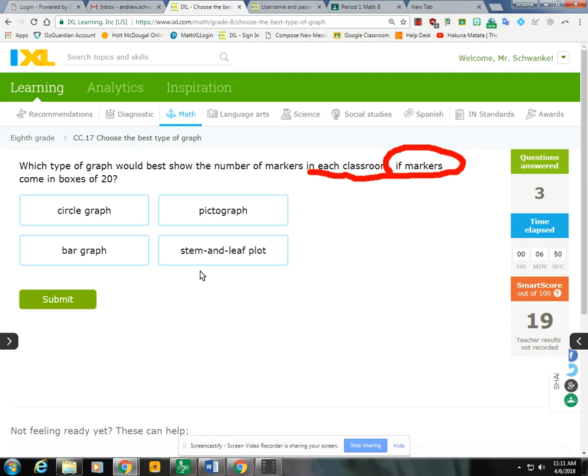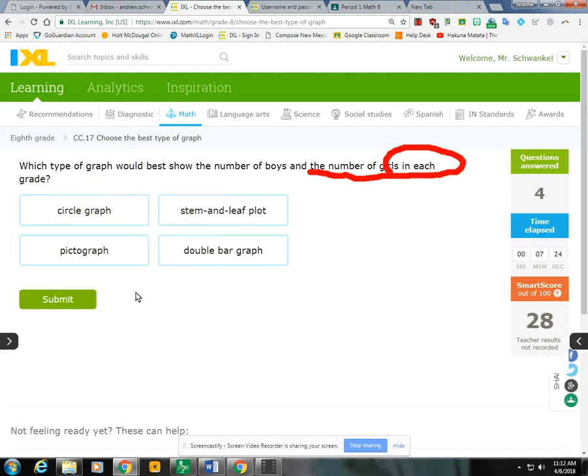Which type of graph would best show the number of markers in each classroom if markers come in boxes of 20? Hey, which one do you think this one is? Well, according to the other one that we got wrong, it was pictograph, right? And this one very much mirrors that. Would you guys agree with pictograph? Let's try it. It uses a picture of a marker that would represent 20.